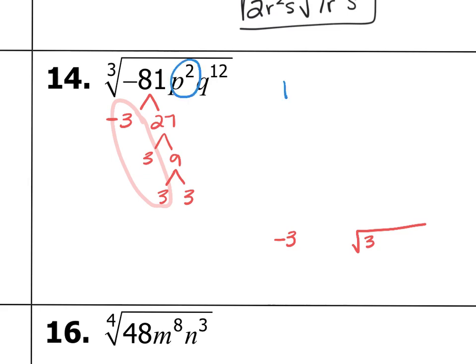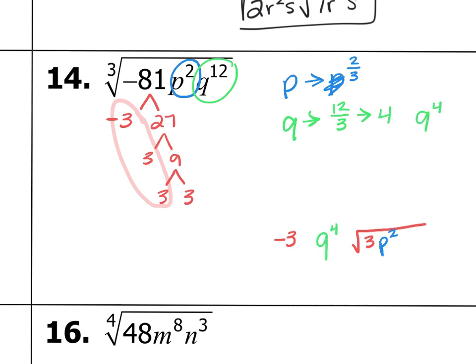For P, it'll be 2 over 3, which I can't divide. So then my P squared will just stay on the inside. For Q, it'll be 12 over 3, which is 4. So Q to the 4th will go on the outside. So my answer is negative 3 Q to the 4th times the square root of 3P squared. I'm sorry, the cube root.